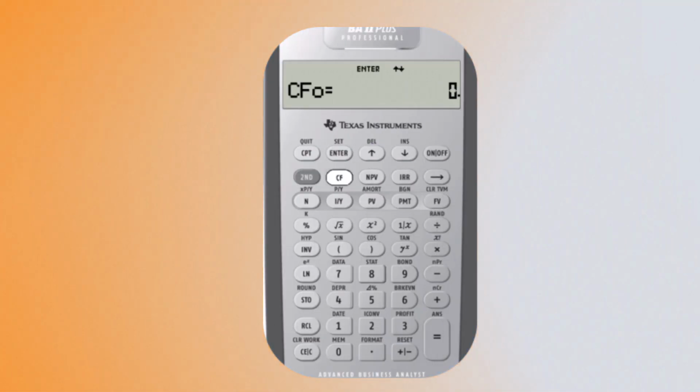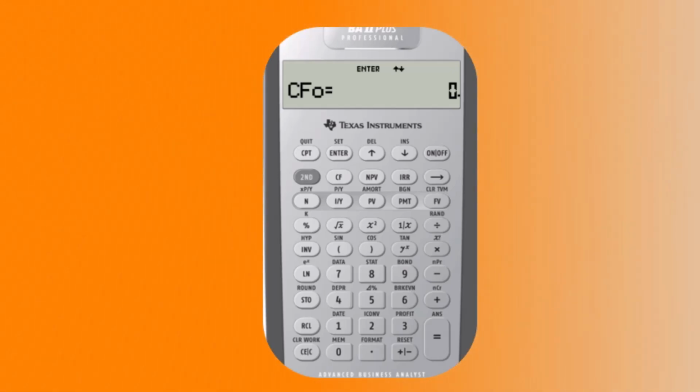Clear it out. We'll go into the cash flow worksheet. Just like we clear our time value of money inputs, we want to make sure that we clear this specific worksheet. So I hit second and CE. That clears the worksheet out. I hit 2 million. I must hit enter. You have to see the equal sign so that we know that the value was stored in the worksheet.